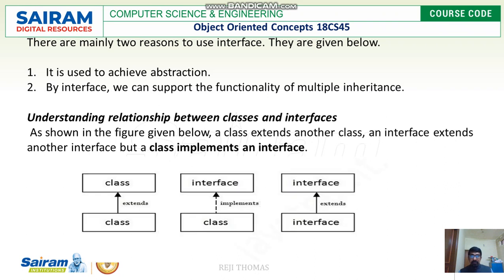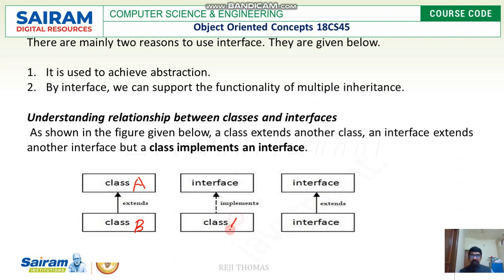Let us see how class and interface differ. If you take two classes, let us say class A and class B, where class B extends class A, that means class B is a subclass or child class of class A. Whereas with an interface and a class, the class has to implement the interface.